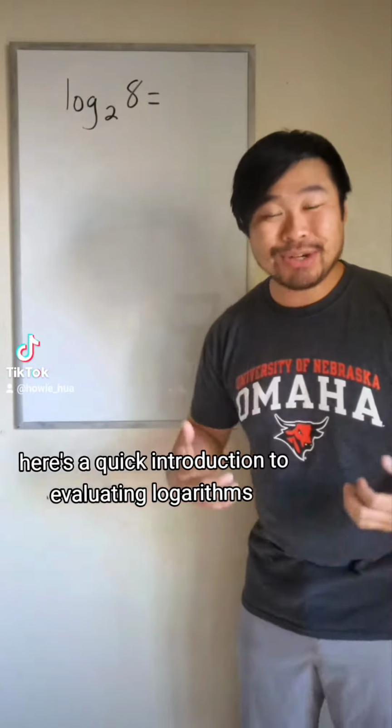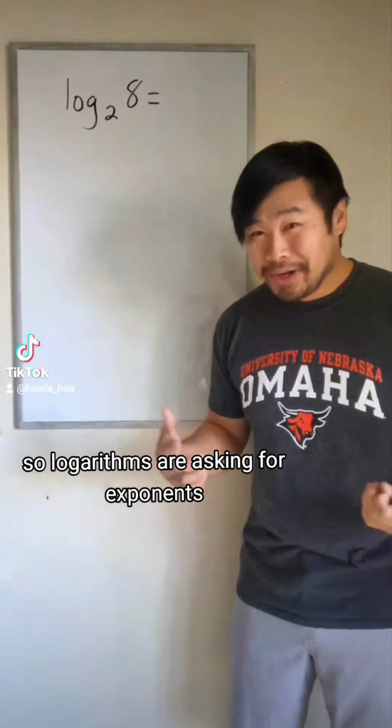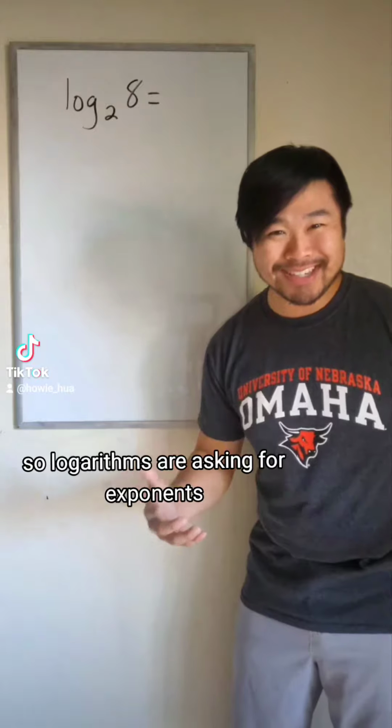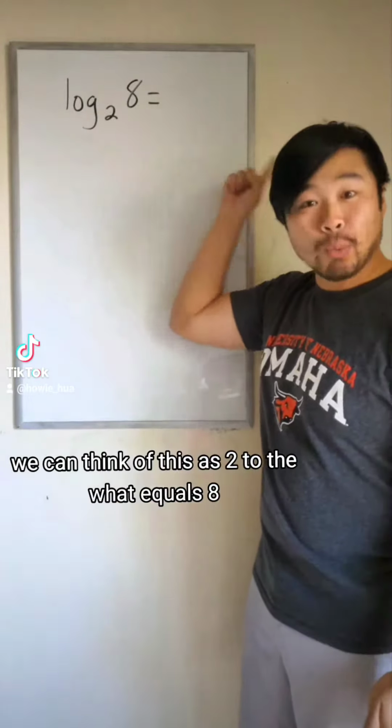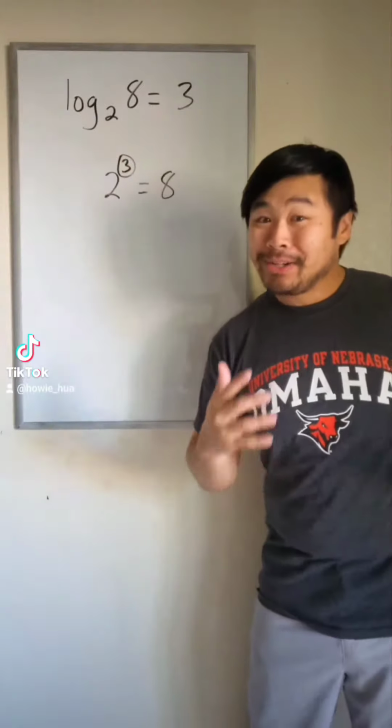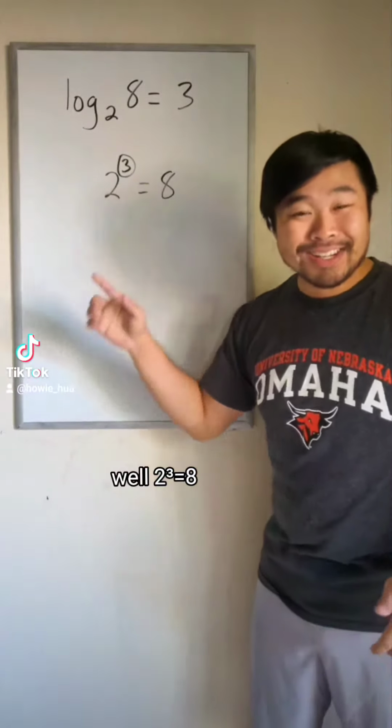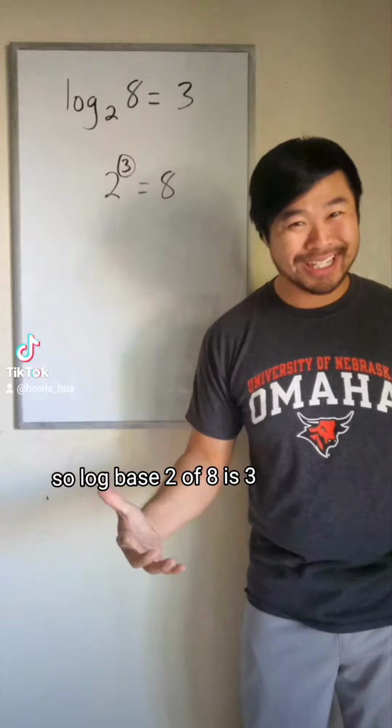Here is a quick introduction to evaluating logarithms. So logarithms are asking for exponents. So for log base 2 of 8, we can think of this as 2 to the what equals 8? Well, 2 to the third power is 8, so log base 2 of 8 is 3.